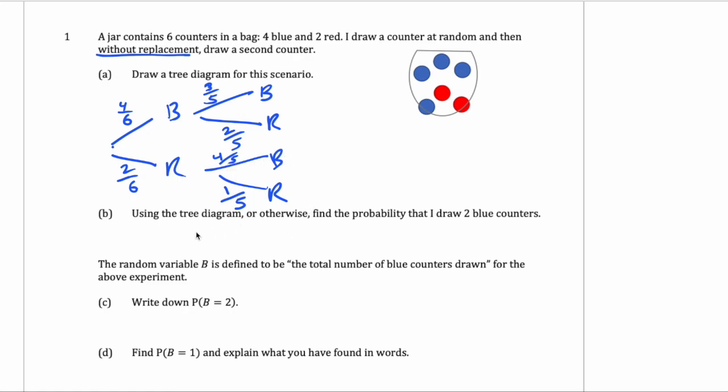Now in part B, we're going to work out the probability of 2 blue counters. That's blue on the first one, blue on the second one. That's going to be this branch here, blue, blue, so it's going to be 4 over 6 times 3 out of 5, which equals 12 out of 30, which is 40% if you type that into your calculator.